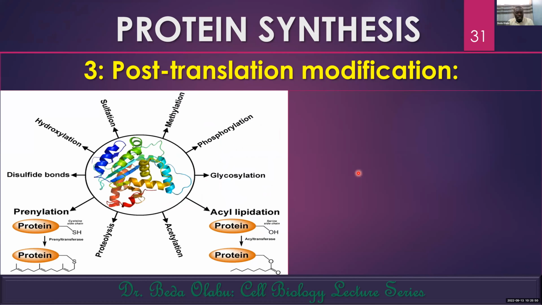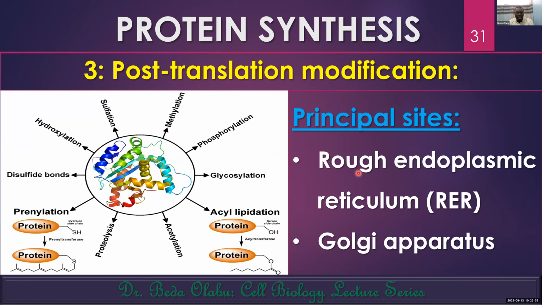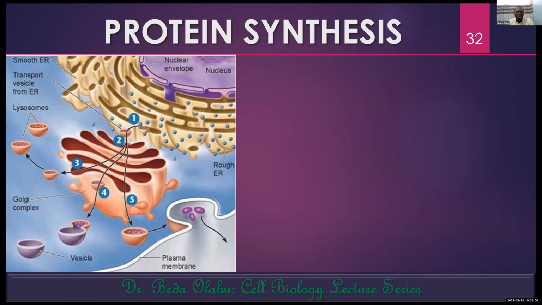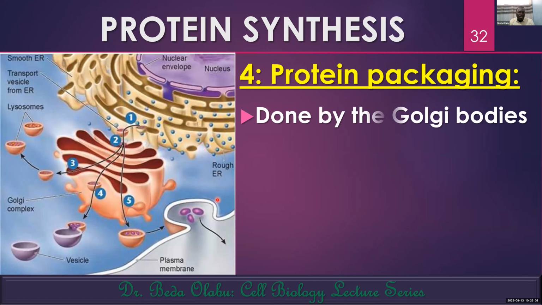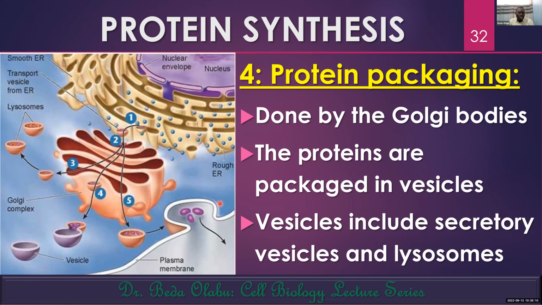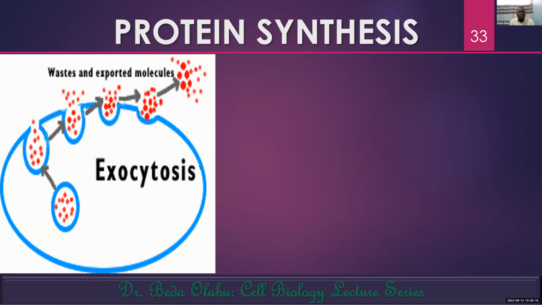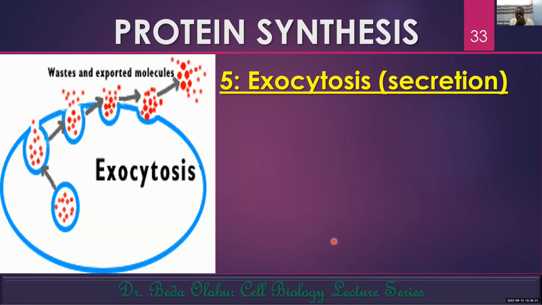Right, so after translation, we have post-translation modification, which occurs in the RER and the Golgi apparatus. Last time we said that this post-translation modification involves changes that occur to the polypeptide chain. After post-translation modification, we have packaging, which takes place within the Golgi apparatus as well. The proteins are packaged in vesicles. After packaging, if the protein needs to be released outside, then it will have to undergo exocytosis.